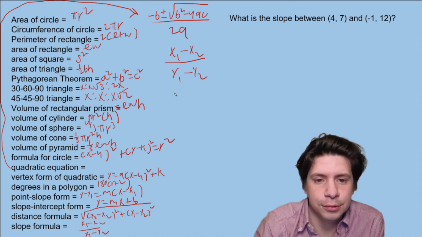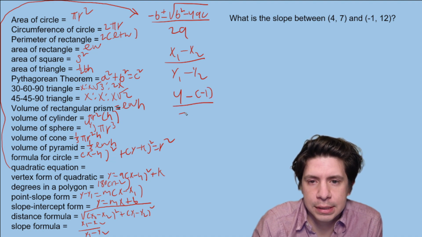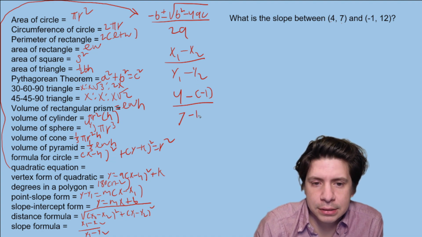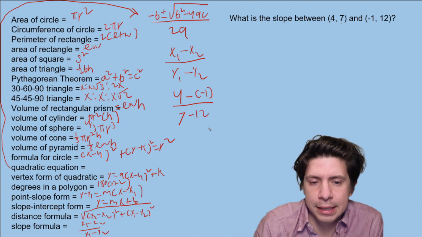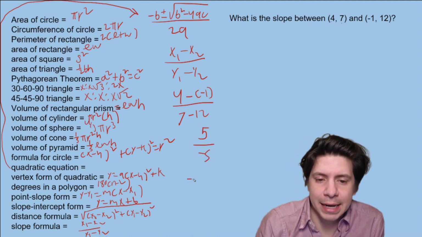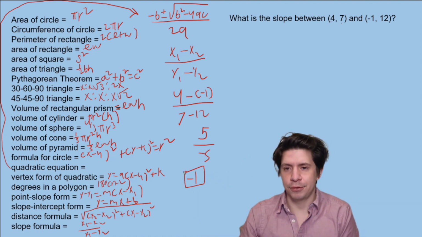So here we're going to do 4 minus negative 1 all over 7. You want to make sure they align, right? So this is the x1 we're saying, so this has to be y1. 7 minus 12. And that gives us 5 over negative 5, and we get negative 1 as our slope. You're going down 1 on y every time you're going 1 over on x.